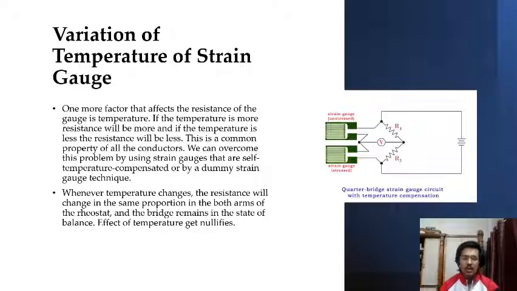Here is a quarter bridge strain gauge circuit. So whenever temperature changes, the resistance will change in the same proportion in both arms of the bridge, and the bridge remains in the state of balance. The effect of temperature gets nullified. There are also half bridge and full bridge strain gauge circuits.